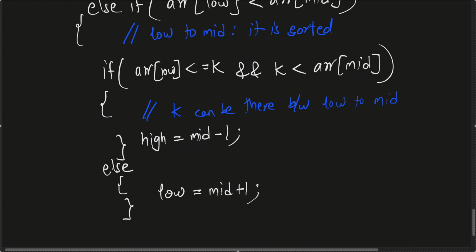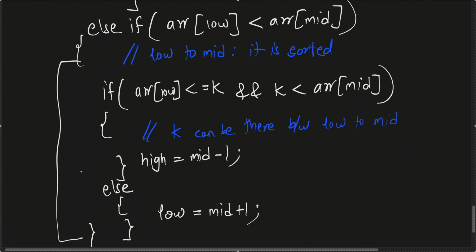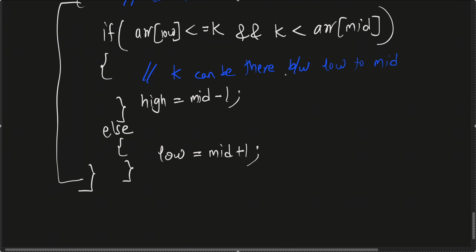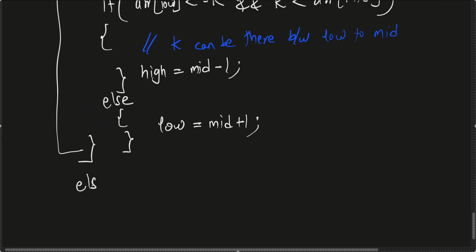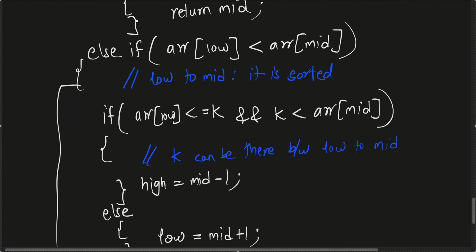So this was the else if condition, right? This is where the else if array of low is less than array of mid ends. So this was the case. Now another case can be that, let's write one again, else. The other case is the possibility that from mid to high it is sorted, right? So from here there can be two possibilities that I have shown, right? Two cases.